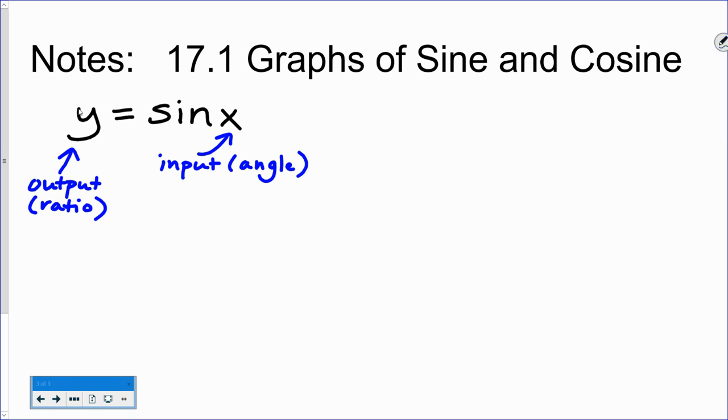Same thing with cosine. y equals cosine of x. You are plugging in an angle. What you get back out is the ratio.